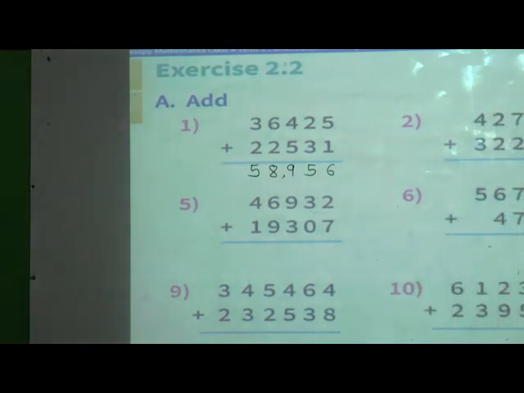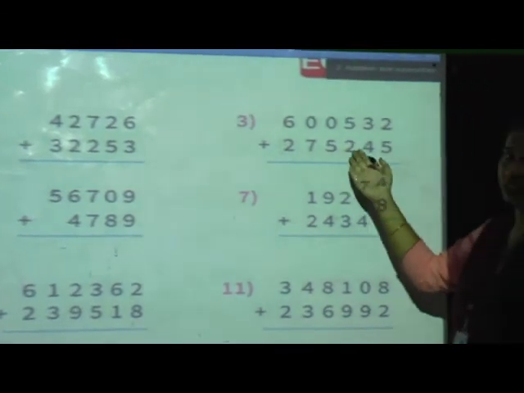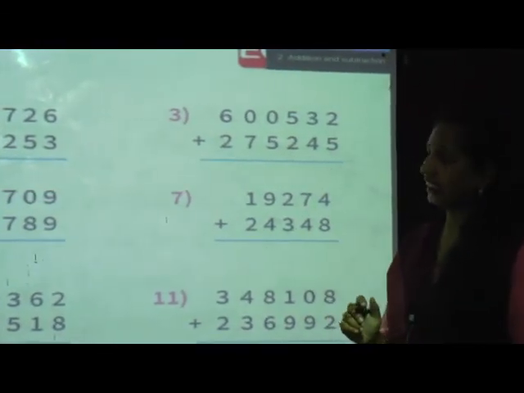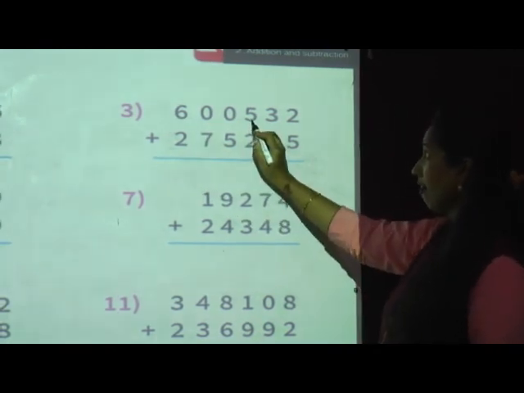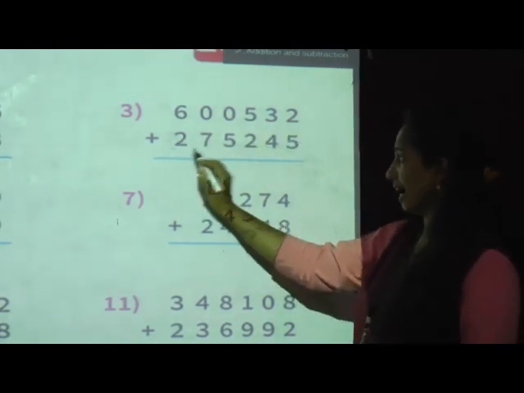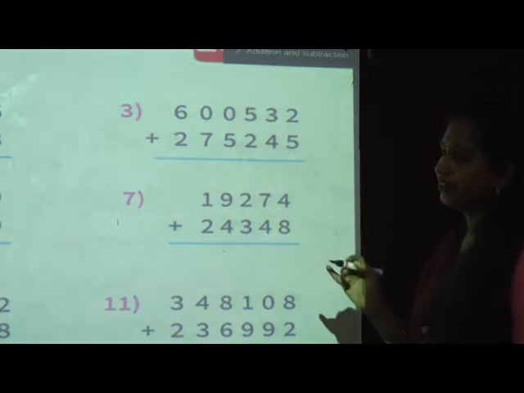Now I will solve the third one for you. See the third question: they have given 6-digit numbers. Both the numbers are 6-digit numbers. So the question is 6,532 and 2,75,242, 45. Now we will add.